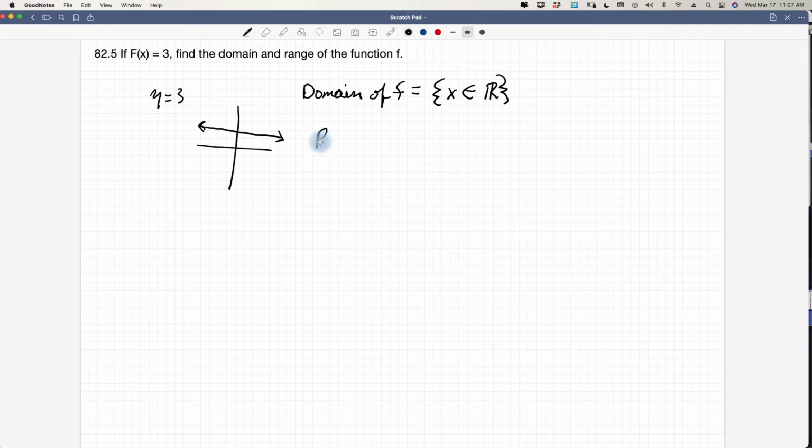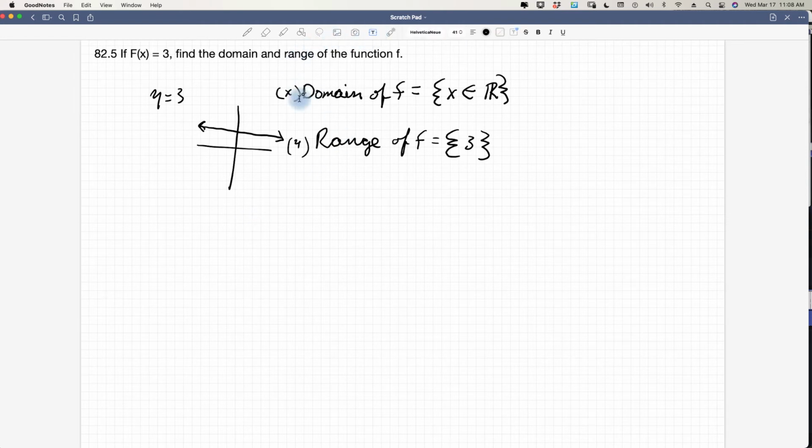And because range represents y, the range of f is going to equal 3. Because we're told right here that y is 3 and y represents the range. So x is going to be your domain values. Y is your range values. That's all that is. Okay?